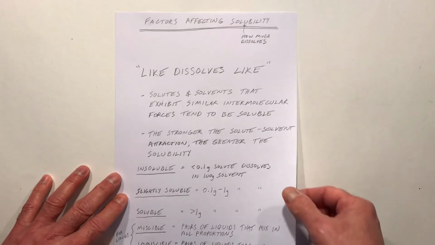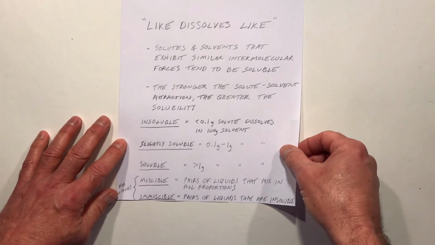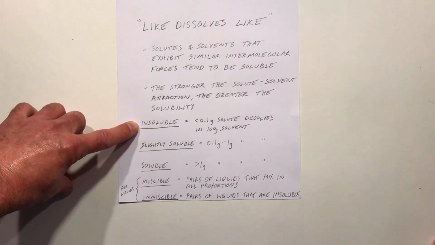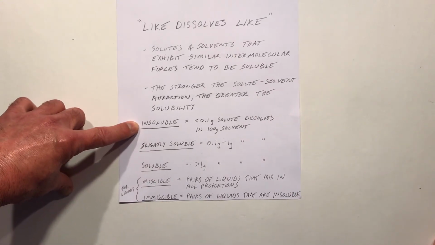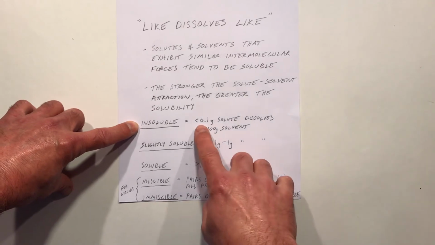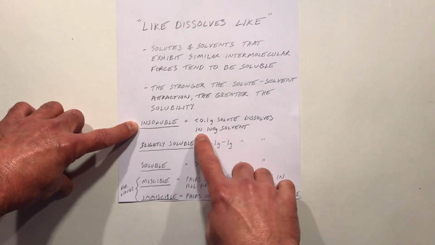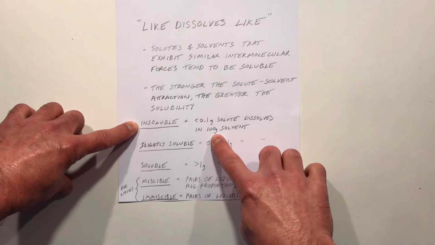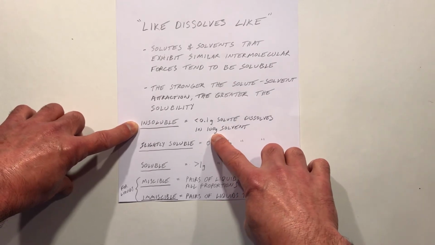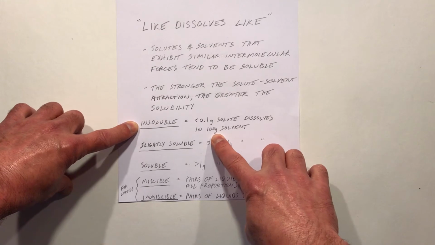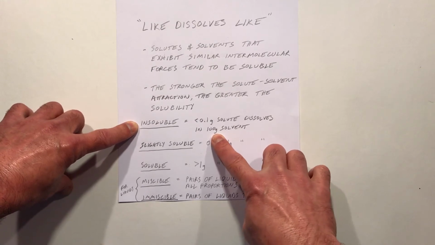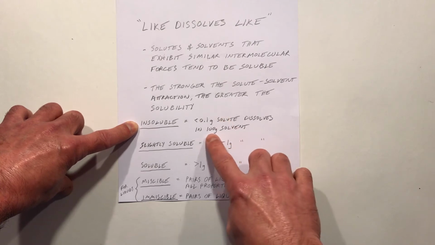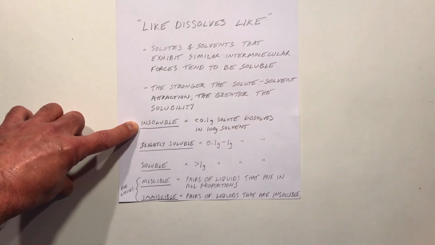So you don't need to know these exact values, but they are in fact defined with some numbers. Insoluble is when a very small amount of stuff or none dissolves. And typically we'll see less than 0.1 gram of solute dissolves in 100 grams of solvent. Now we have to specify how much solvent we have here to really quantify solubility, because of course if we had 1,000 or 10,000 grams of solvent, we could dissolve a different amount of solute in it. So we typically reference to 100 grams of solvent.